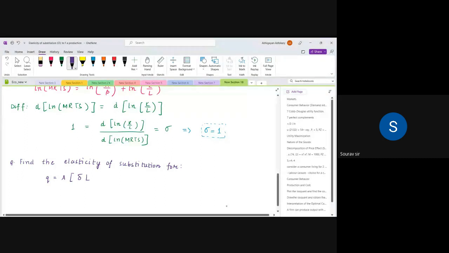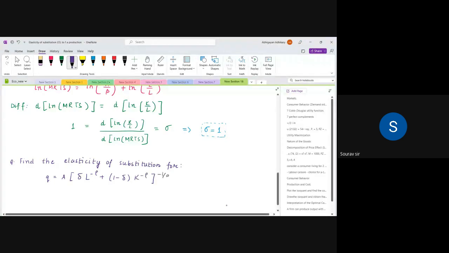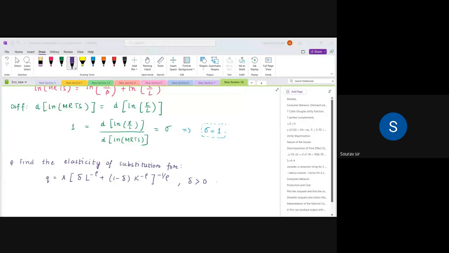Q equals A times [delta L to the power minus rho plus 1 minus delta K to the power minus rho] to the power minus 1 by rho, our CES production function. If you followed the technique carefully, what I did for the prior question, log of K by L, whatever stays in the numerator, we did nothing separately for it. We simply focused on finding out the MRTS, and K by L actually came out. So here also we will be taking a very similar approach.